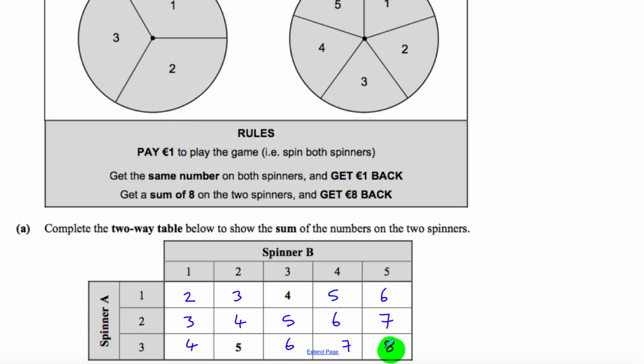There's only one way you can get 8, that's by getting a 5 and a 3. So the probability of this happening, it's one chance out of a total of 15, because there's 3 rows of 5 here. So there's 15 outcomes altogether. So the probability is 1 over 15.